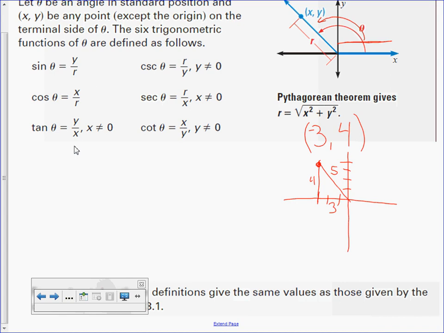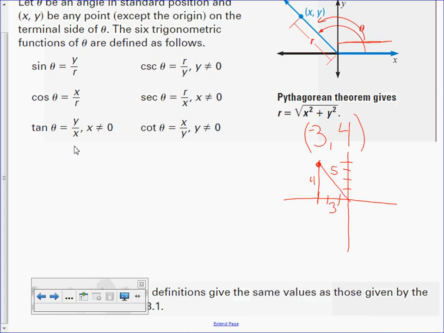Your inverse trig functions work the same way. All you have to do is just flip the fractions. So your cosecant of theta is r over y. Your secant of theta is r over x. And your cotangent of theta is x over y.